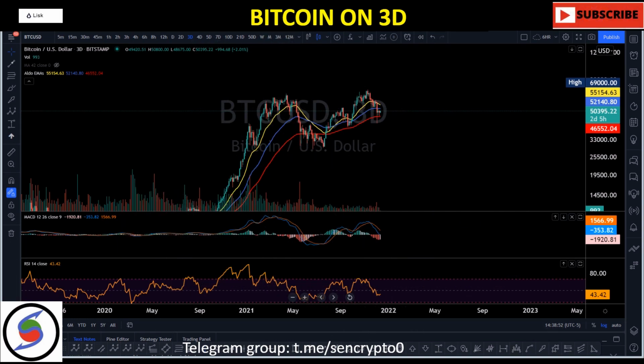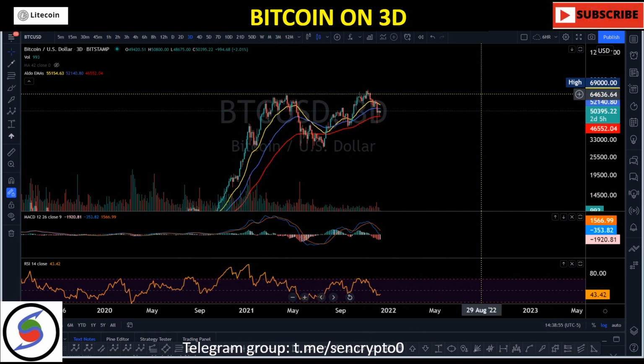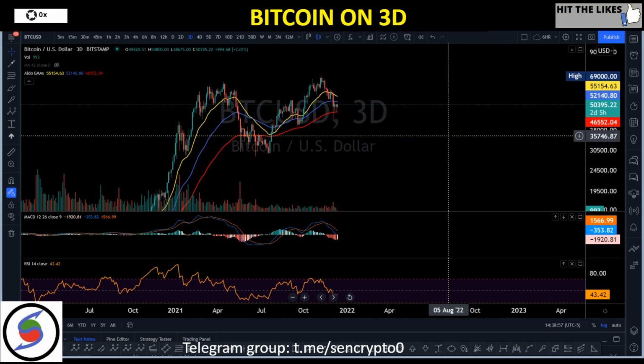In today's content, we'll talk about BTC on a 3D basis and what type of price action we could anticipate over the next few days or even a few weeks going forward, right?